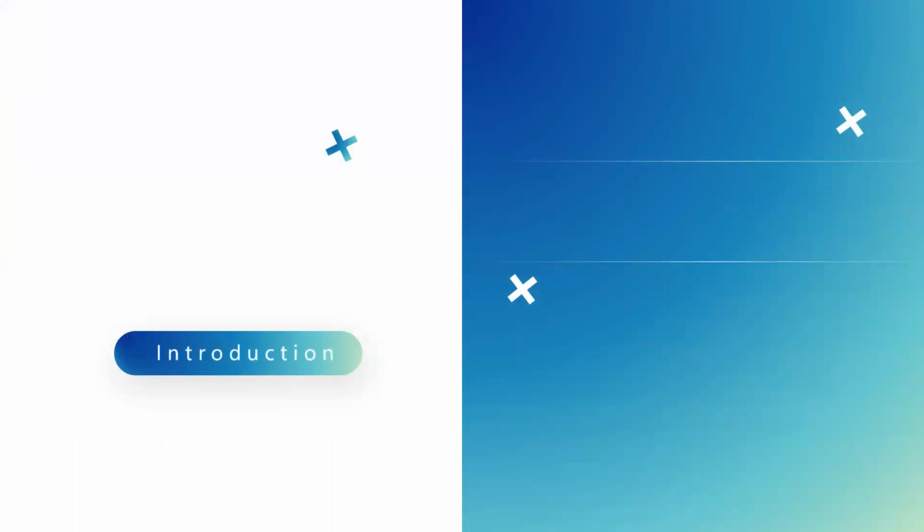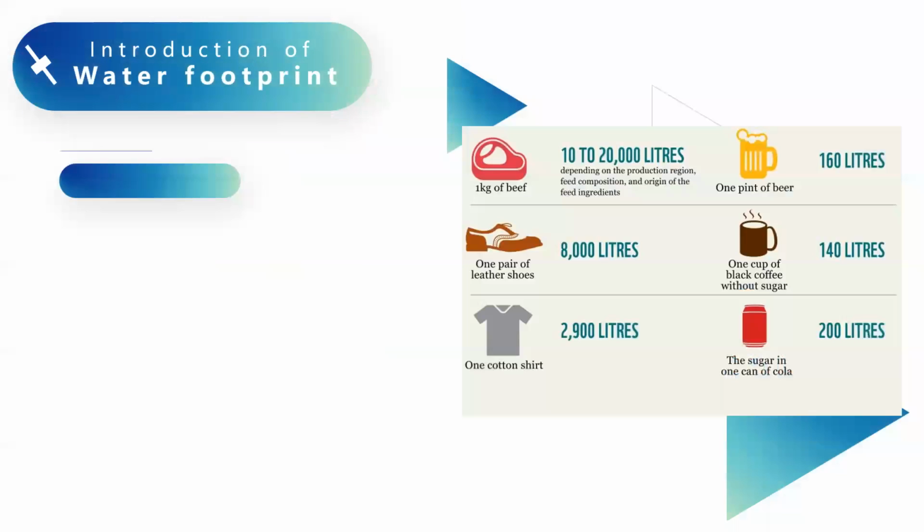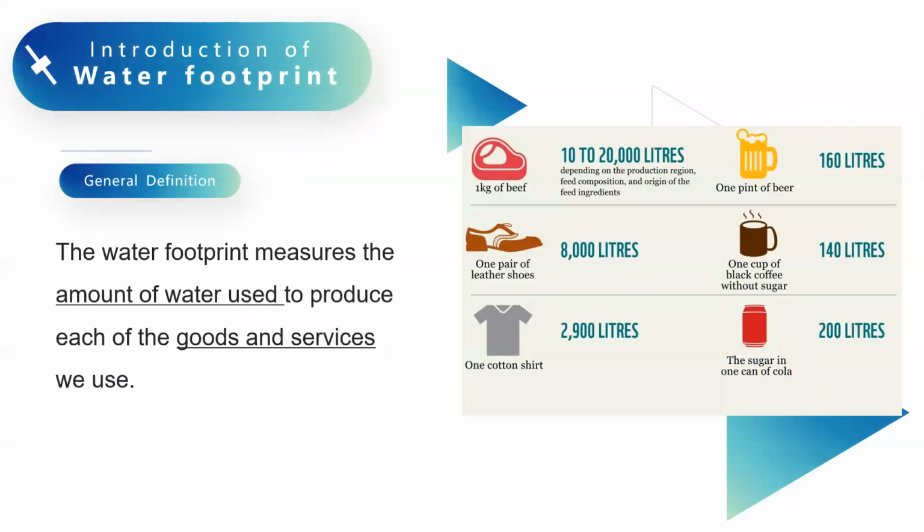So talking about the water footprint, let's introduce it first. Water footprint is basically the total amount of water that you use during the process of making a product or using a kind of service. The calculation for the water footprint is based on direct water usage plus indirect water usage, or you can call it virtual water usage.